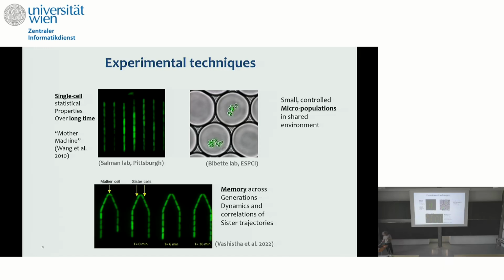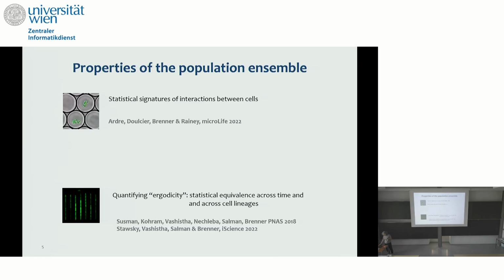So, right, we've been interested in two general classes of problems. The first one is the statistical signatures of interactions that I'll be mainly talking about today. Another aspect is the quantifying of ergodicity in these populations, or in other words, the statistical significance of different lineages. But I, of course, won't have time to talk about everything.